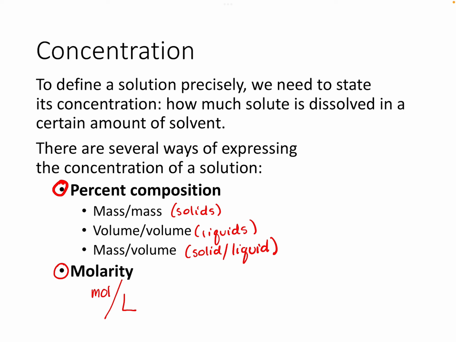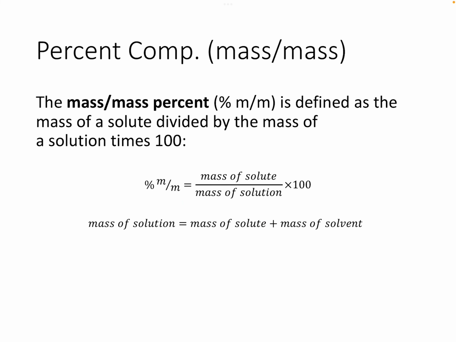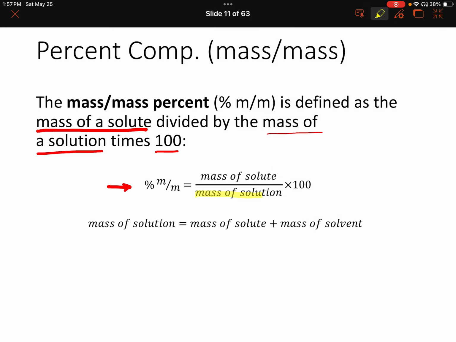So let's look at the first type of percent composition, which is mass per mass. This is defined as the mass of a solute divided by the mass of a solution times 100. I have the equation down below where percent mass per mass is equal to the mass of the solute over the mass of the solution times 100. Notice that the mass of the solution is equal to the mass of the solute plus the mass of the solvent, so the total mass of everything together.